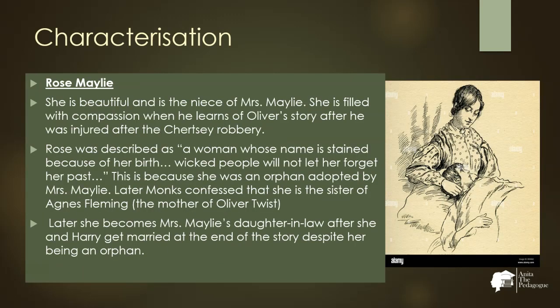Rose Maylie. She is beautiful and is the niece of Mrs. Maylie. She is full of compassion when she learns of Oliver's story after he was injured after the Chelsea robbery. Rose was described as a woman whose name is stained because of her birth, and so wicked people will not let her forget her past. The reason was because she was an orphan that was adopted by Mrs. Maylie. Later, monks confessed that she is a sister of Agnes Fleming, the mother of Oliver Twist. Later, she becomes Mrs. Maylie's daughter-in-law after she and Harry get married at the end of the story, despite her being an orphan.